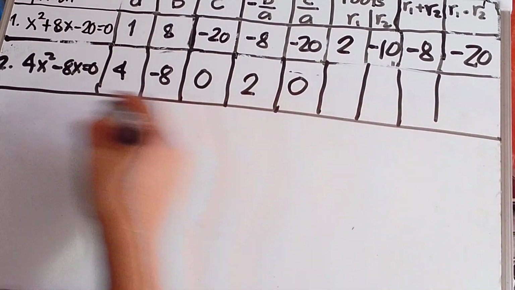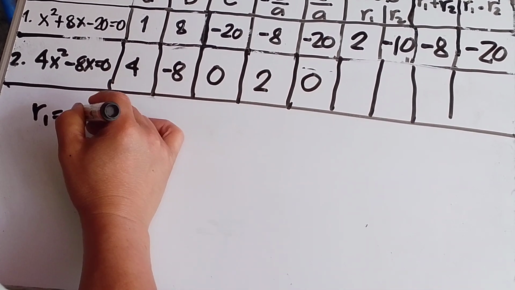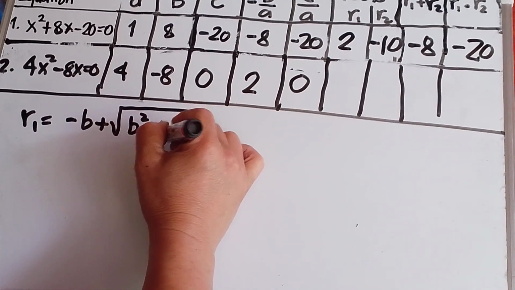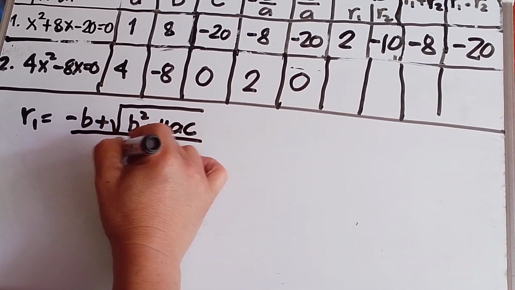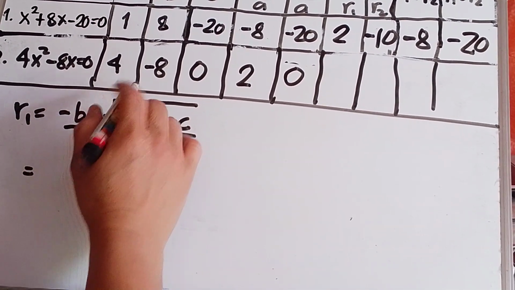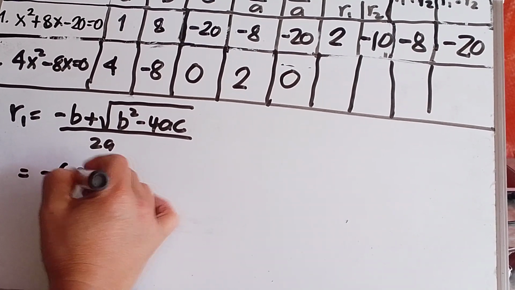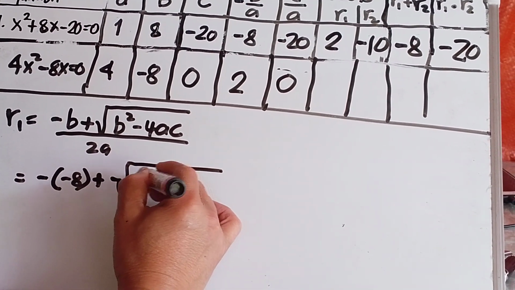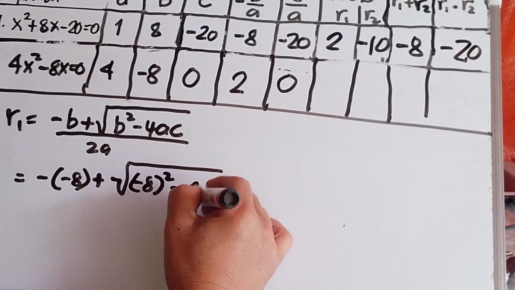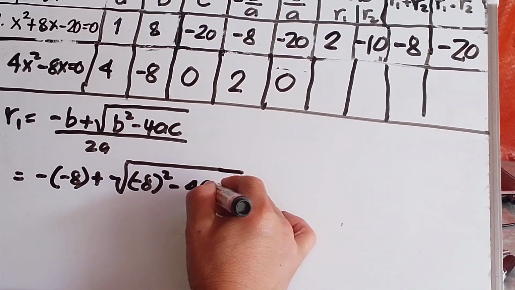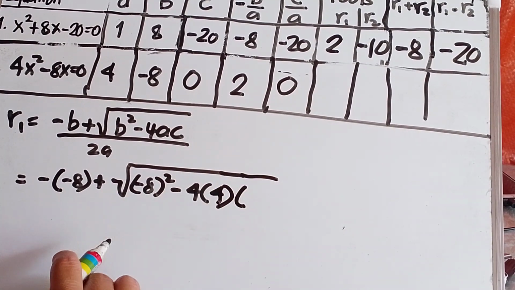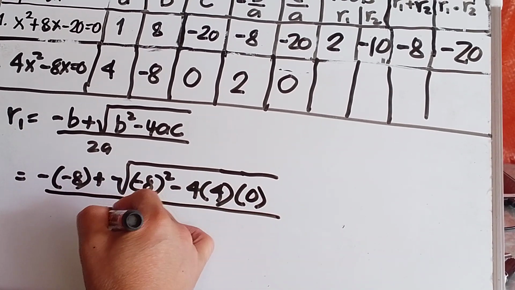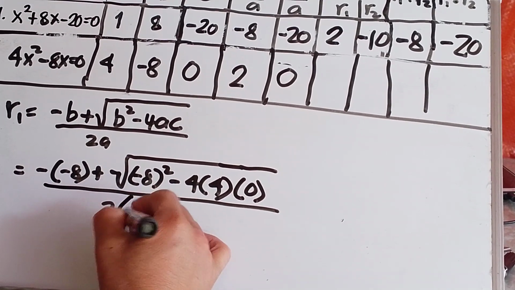Now how about R1? What's the value of R1? R1 equals negative b plus square root of b squared minus 4ac all over 2a. So for number 2, what is our b? b is negative 8. So I have here negative negative 8 plus square root of b squared, so negative 8 squared, minus 4. What is our value of a? This is 4 also, times c. c is 0, all over 2 times 4.